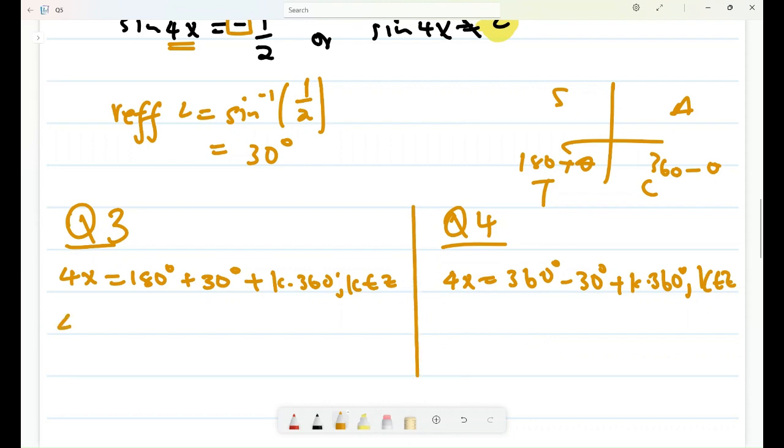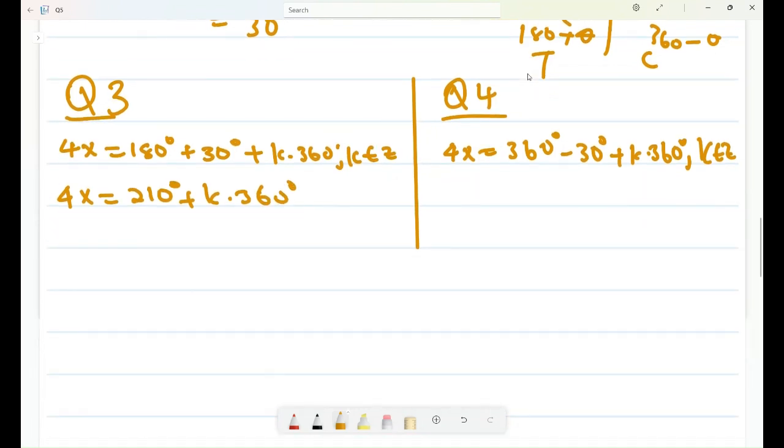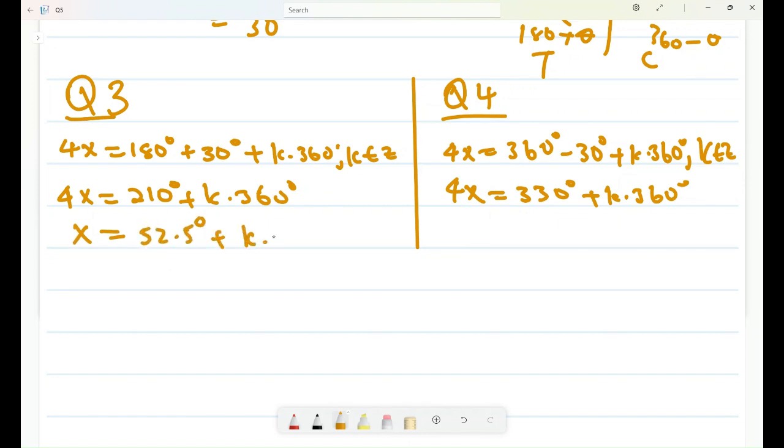Now it's just a matter of simplifying. 4x is equal to 210 plus k 360 degrees. Then it's fine if you do not continue with k as an element of integers, since you already stated it. 4x is equal to 330 plus k 360. Now let's simplify. Divide everything by 4. So it's going to be 210 divided by 4, which is 52.5 degrees, plus k. The 360 also divided by 4 is going to be plus k 90 degrees, okay?